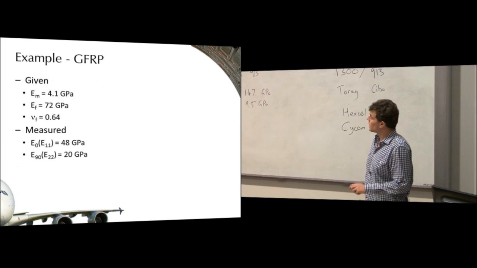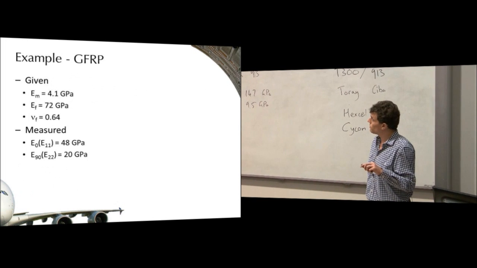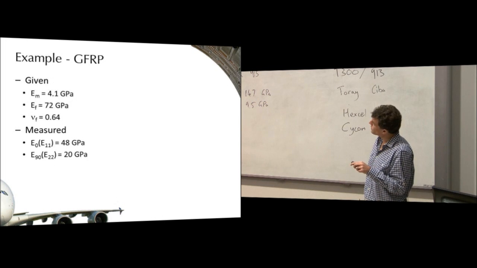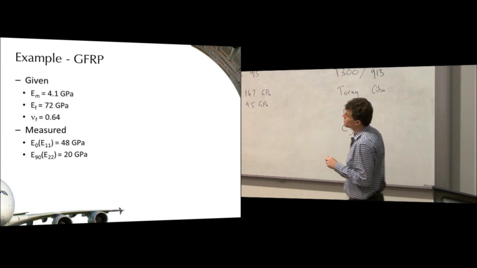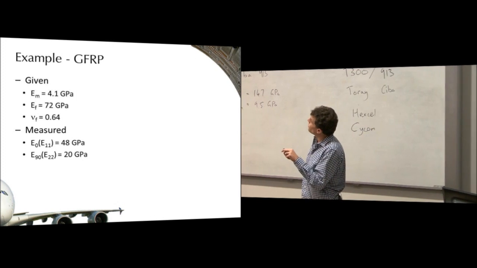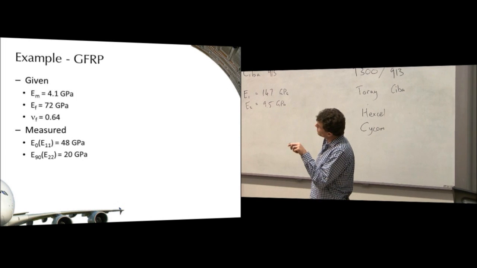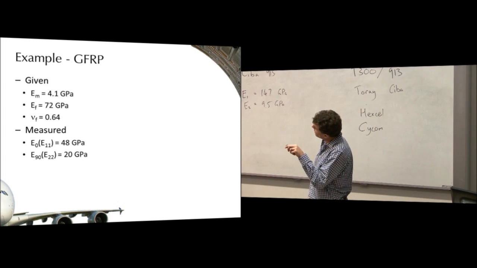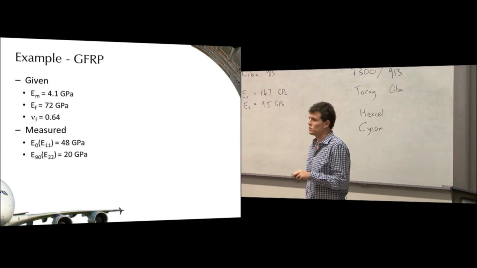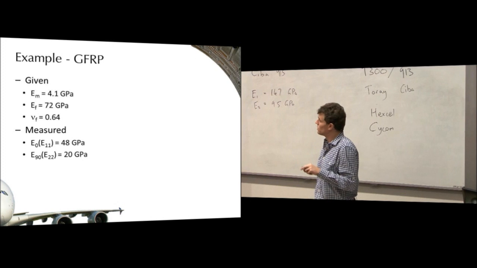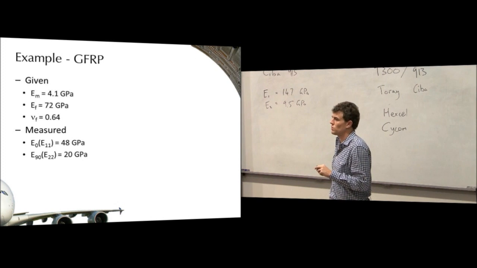Now I'll leave this example for you to do on your own time. This is a glass fibre, so G stands for glass, so glass fibre reinforced plastic. And you can do this one after class, but you can see the ratio between the moduli is not as big. So with the glass fibre, the fibres and the matrix are much closer to each other.